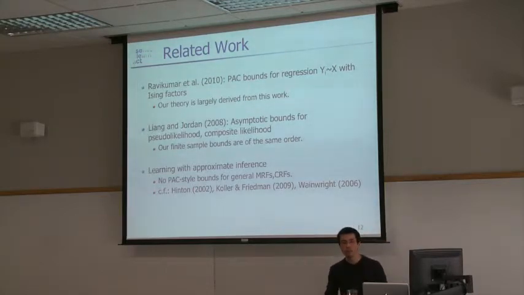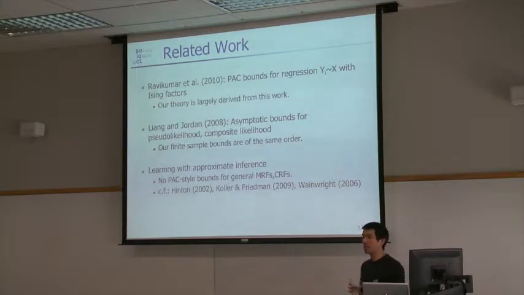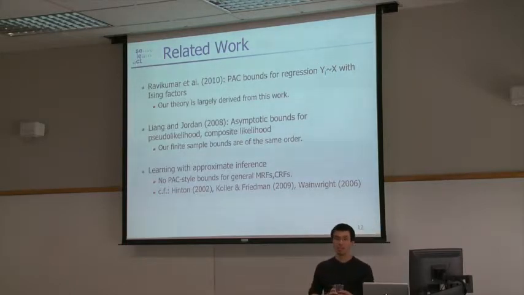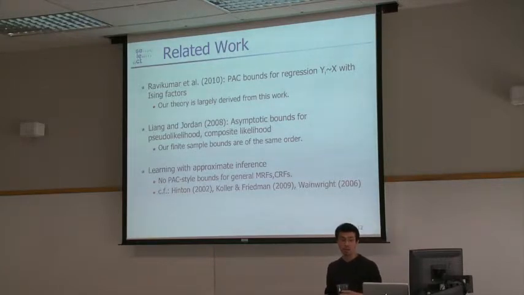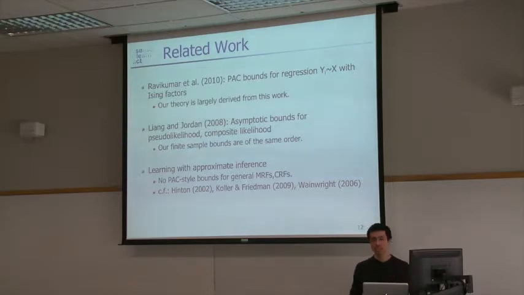And it's important to note that what we'd ideally like is for finite sample bounds to have similar behavior, and indeed our bounds do. And then finally, there's been work on avoiding intractable inference by using different types of approximate inference, like sampling or variational inference. The problem is that a lot of these methods don't, in general, have PAC bounds for MRFs and CRFs.